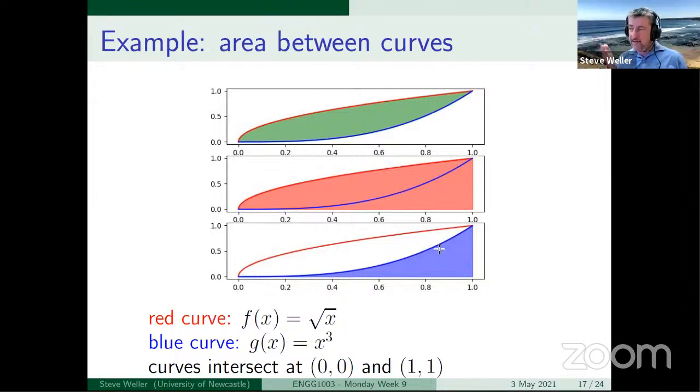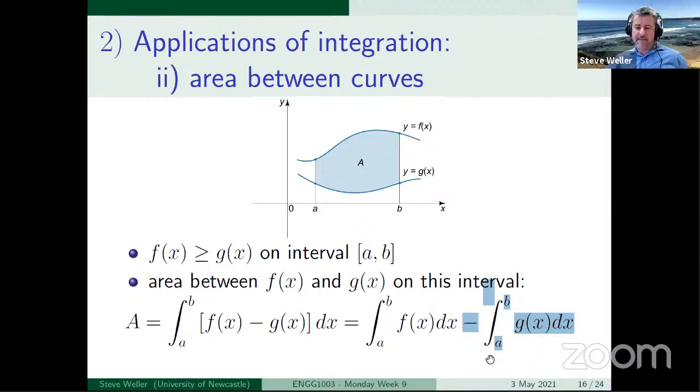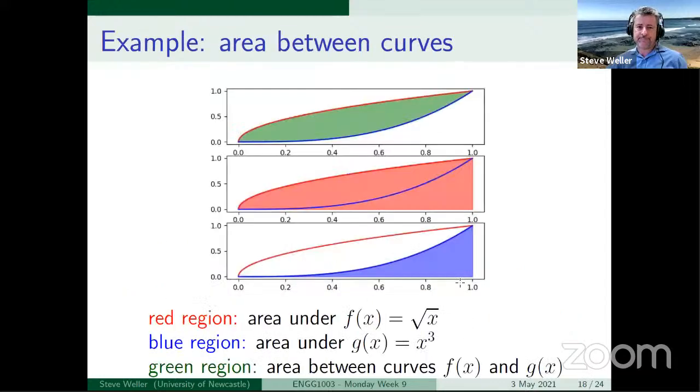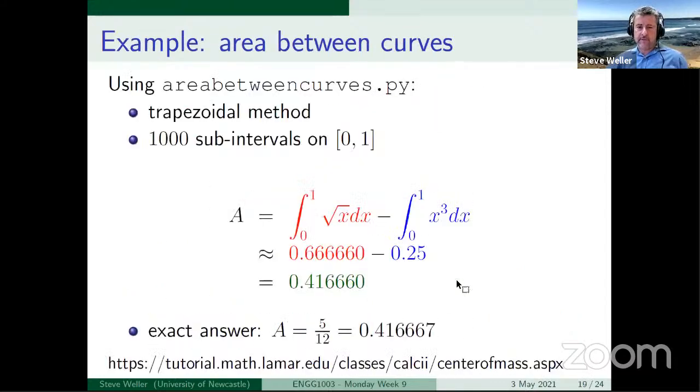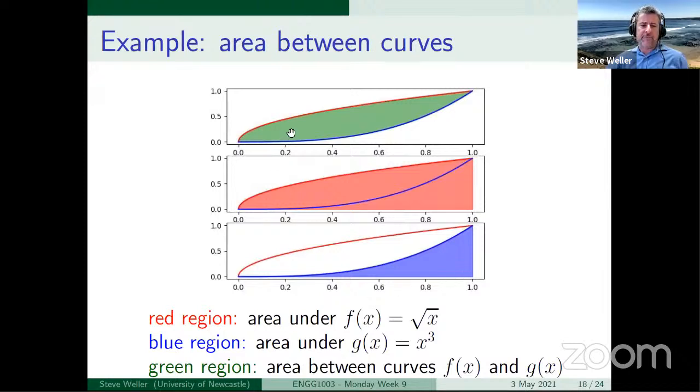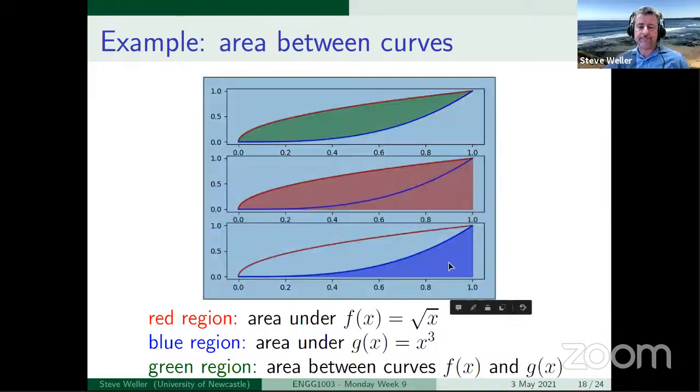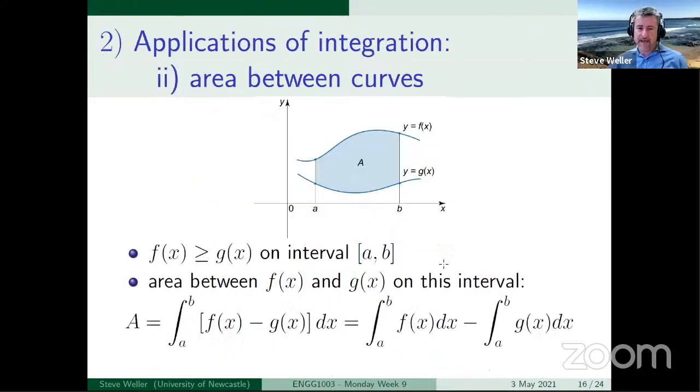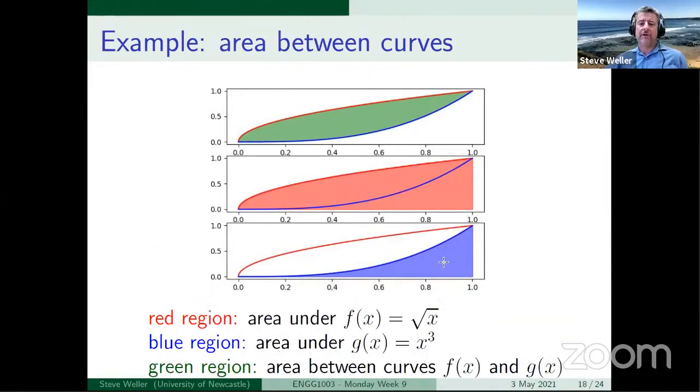So what's going on visually here is what's going on mathematically on slide 16. The area between two curves is the area under the upper curve, subtracting away the area under the bottom curve. And so the green region, namely the area between the curves F and G, is the area of the red region minus the area of the blue region. So that's what's going on mathematically. That's what's going on visually.